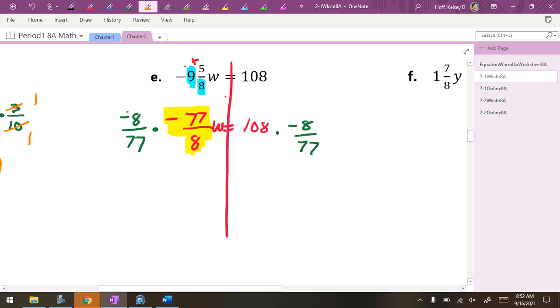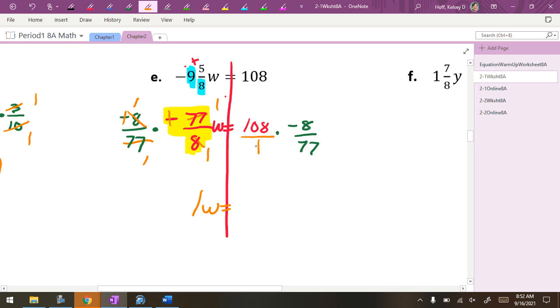Get cross happy with the W's. My 8's cancel and become 1's. My 77's cancel and become 1's. A negative times a negative is a positive. So I have 1W. Jack's worried about making sure I get my 108 over 1.